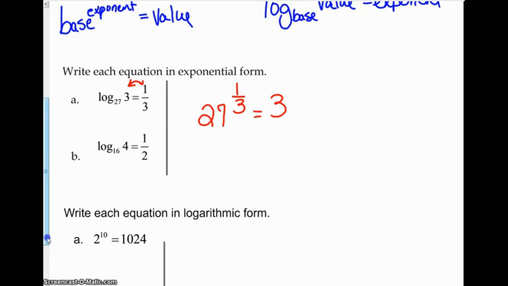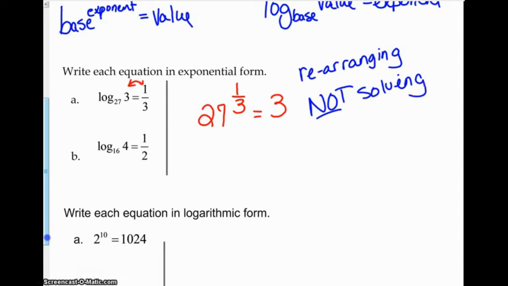Now I need to make a note here that what we're doing is rearranging. I'm just checking whether you know how to go from logarithmic form to exponential form and exponential to logarithmic. We are not, however, solving. Every semester I teach this, I get students who get stuck and think they should be solving, and they ask, how do I solve it? There isn't a solving. This is just a simple question saying, please rearrange it and show it to me in a different way.